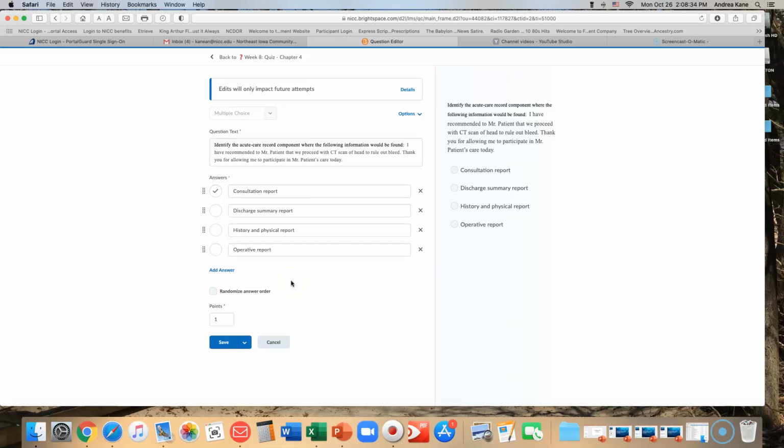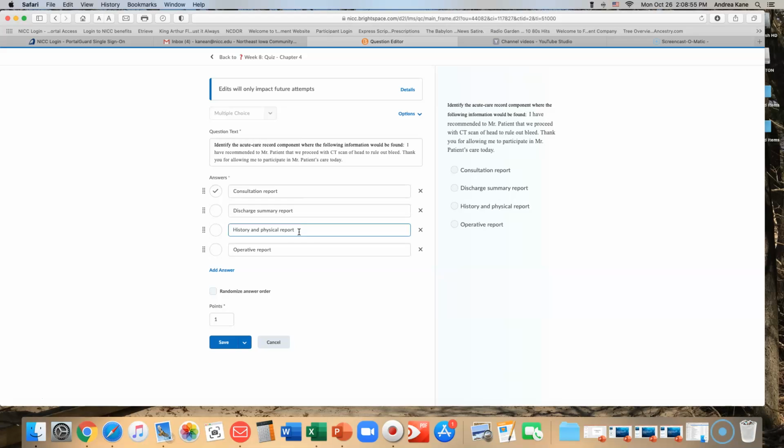Next one was this: "I have recommended to Mr. Patient that we proceed with CT scan of head to rule out bleed. Thank you for allowing me to participate in Mr. Patient's care today." Who would say that? It would not be in a history and physical report.